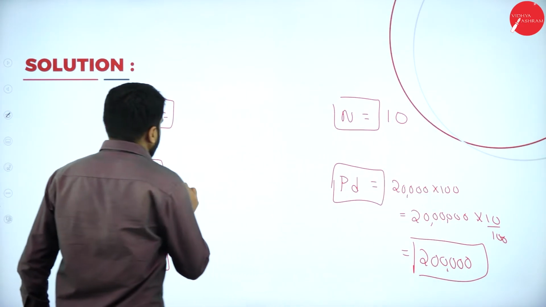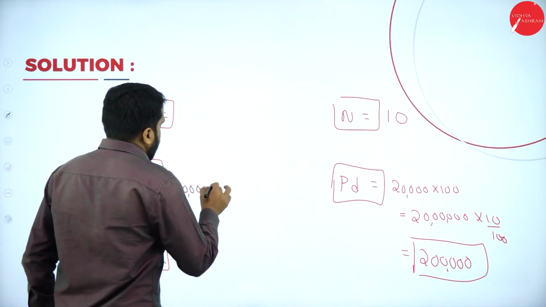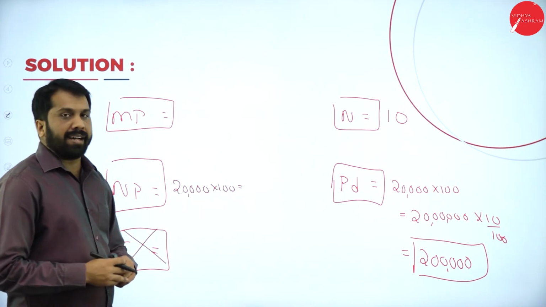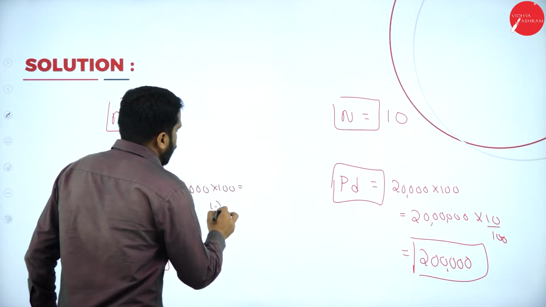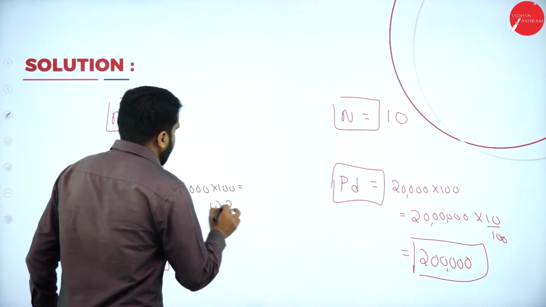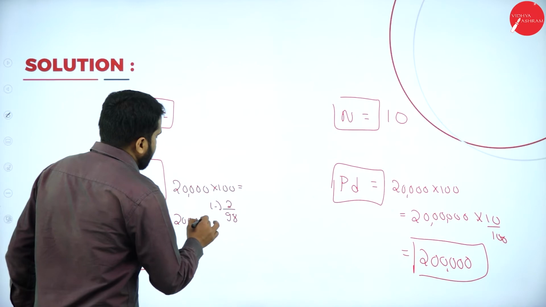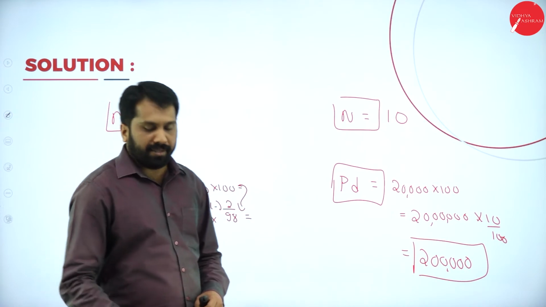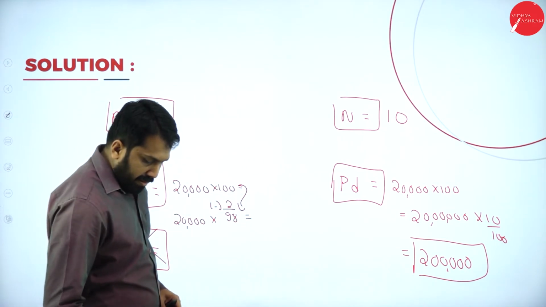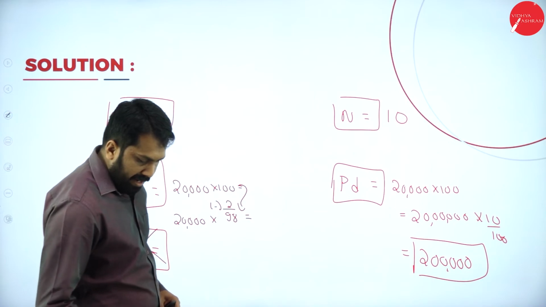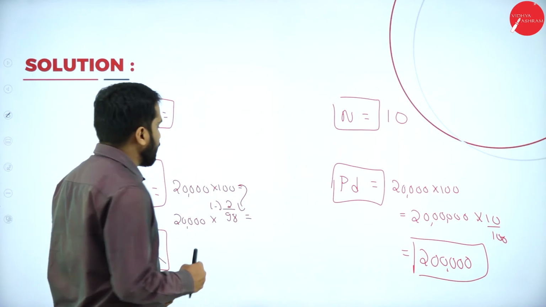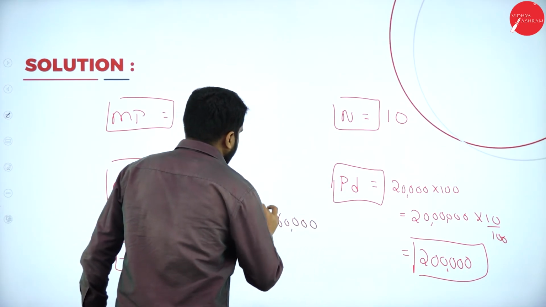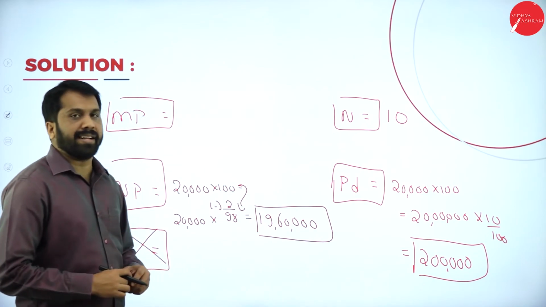Your actual number of shares 20,000 multiplied with 100. It is how much? It must be 20 lakh. But in this what happened? Cost of issue is 2. It will become 98. 20,000 multiplied with 98. What will be your answer? Now I'll calculate this. 20,000 multiplied with 98. This will be 19,60,000. This will be your net proceeds.